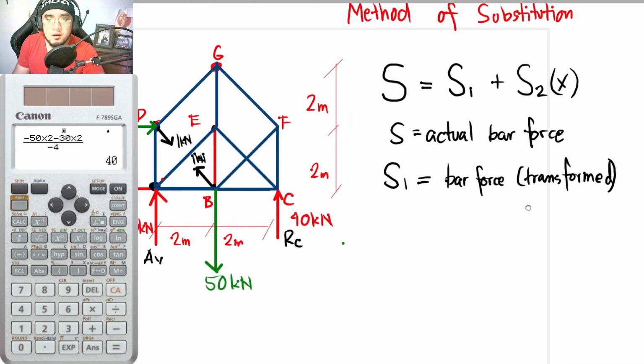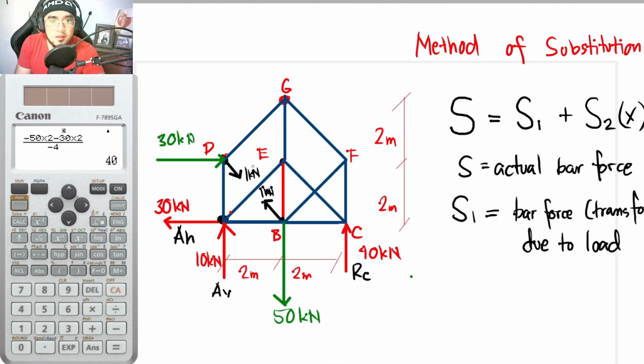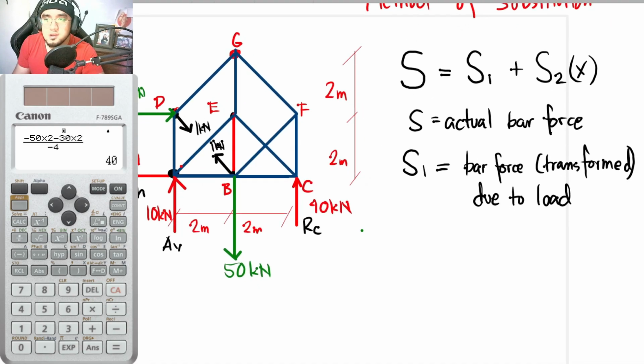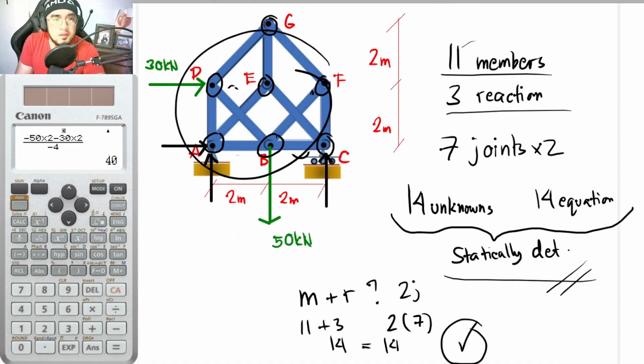Okay, so from that, S1 is now the bar force of each of these members due to load only. So meaning that we will now disregard this unit load here and just solve for the bar forces. Then S2 is now the bar force, of course, transformed. When I say transformed here, it means that our basis is this figure and not this figure.